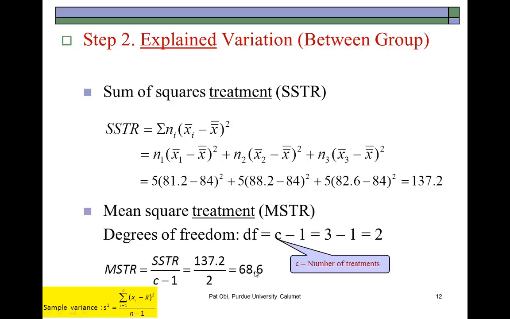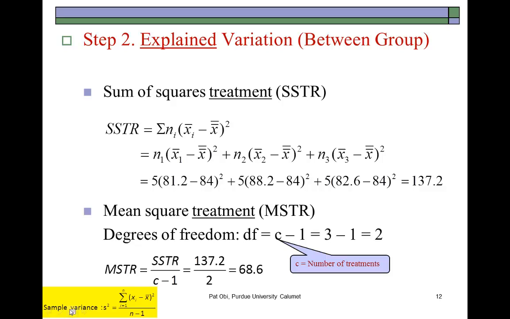Again, notice 2 things. One, C here is the number of treatments, in this example, 3 of them. Minus 1 degree of freedom, we have 2 degrees of freedom. The second is, if you observe carefully, this calculation is a type of variance. This mean square treatment is actually a type of variance.